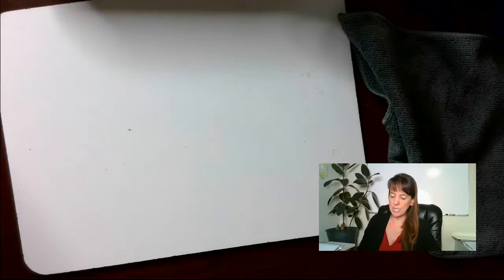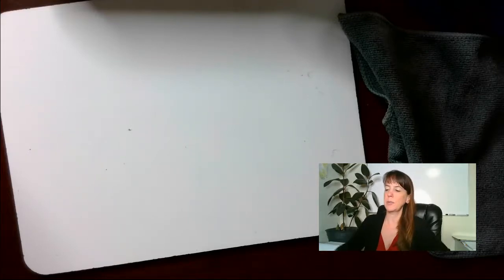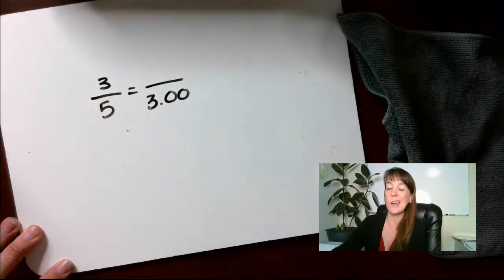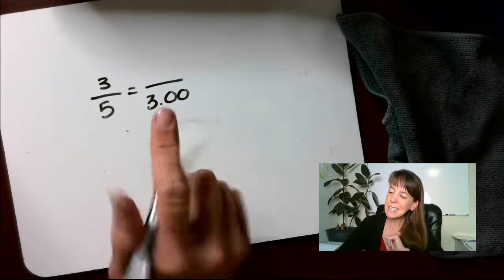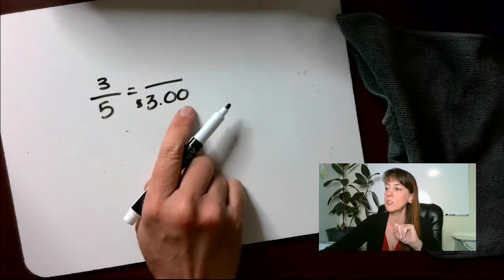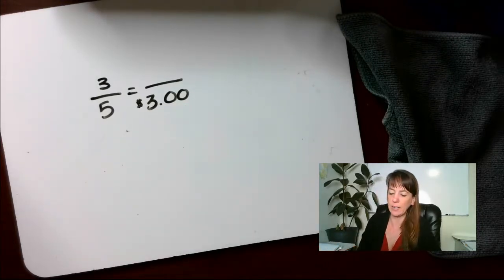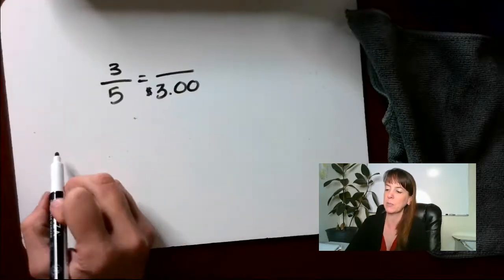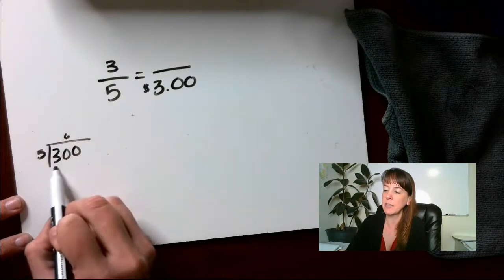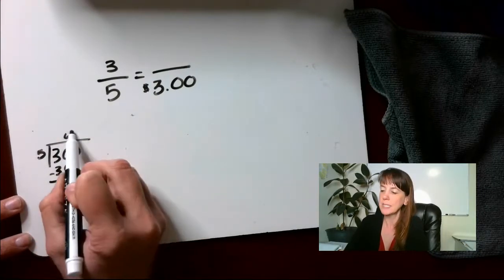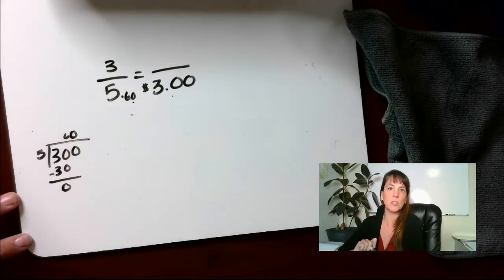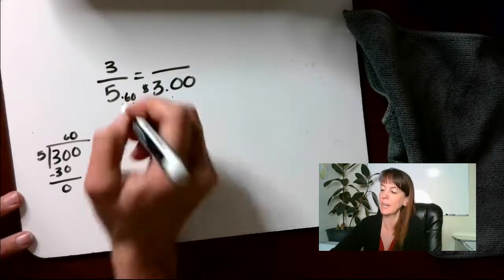Example number 3. How much is 3/5 of $3? Now this one's a little tricky, right? Let's not think of it like $3. Let's instead think of it like 300, right? If we take 300, what do we need to multiply 5 by to get 300? Let's do some quick math over here. 5 times 6 will give me 30, right? With no remainder, which means I have to have a 0 here. So 5 times 60 gives me 300 or $3, right? Basically it's 60 cents, okay?